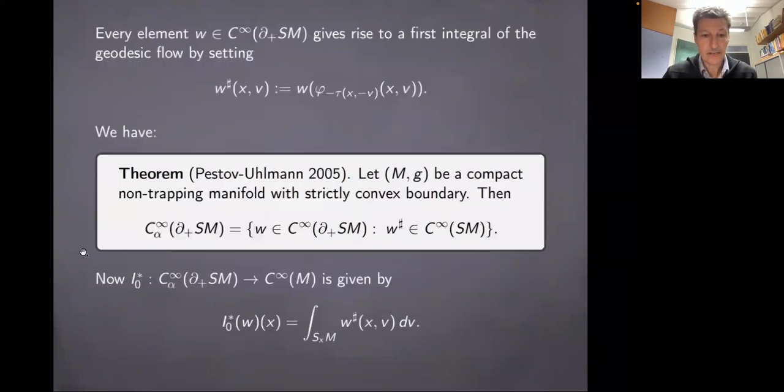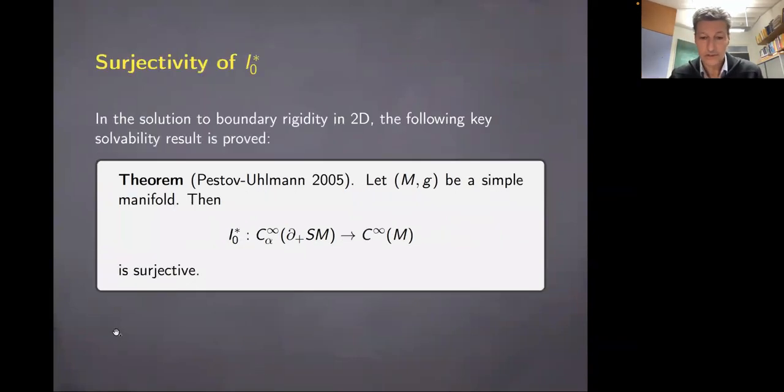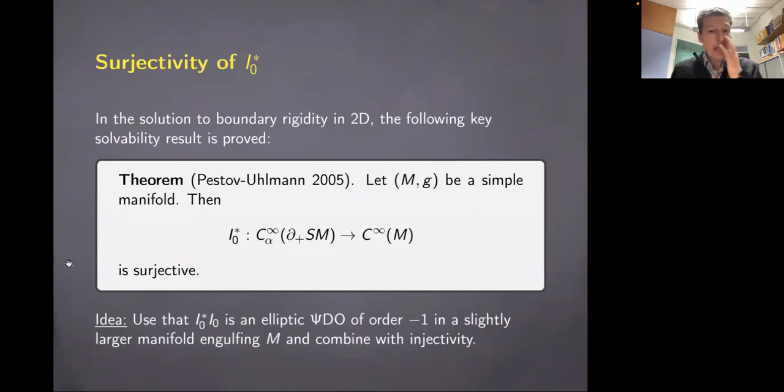Basically, I want to go back. This will always be coming from this sort of process. You can always find a smooth first integral such that when you push it forward to M, it hits the function f that you have given. And the basic idea for this theorem is quite simple, if you like.